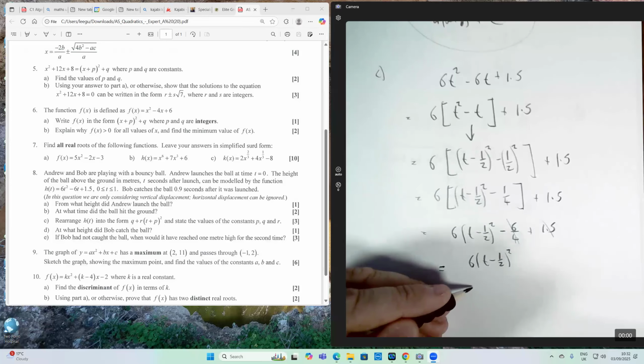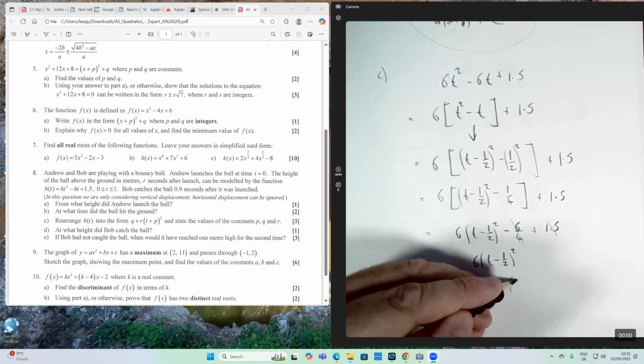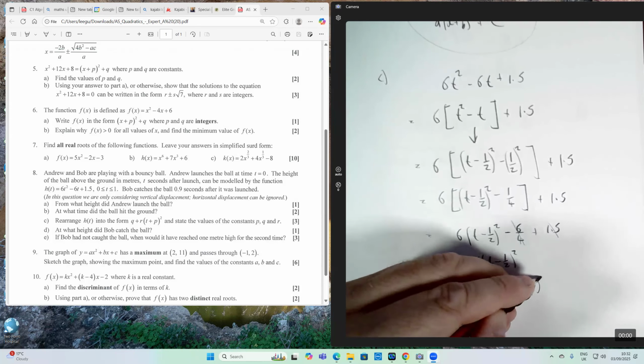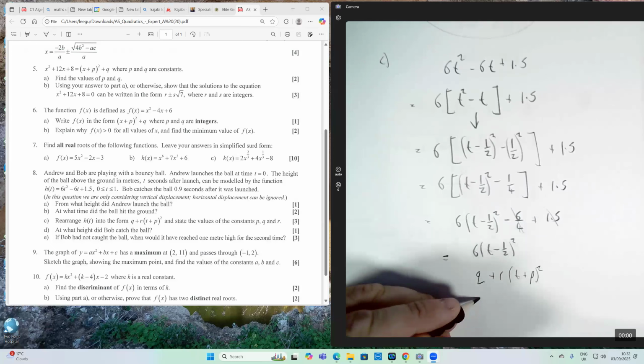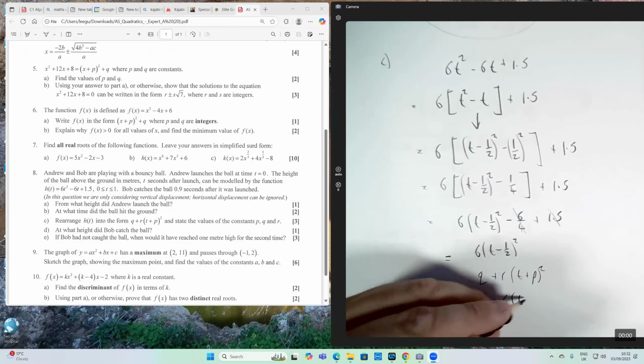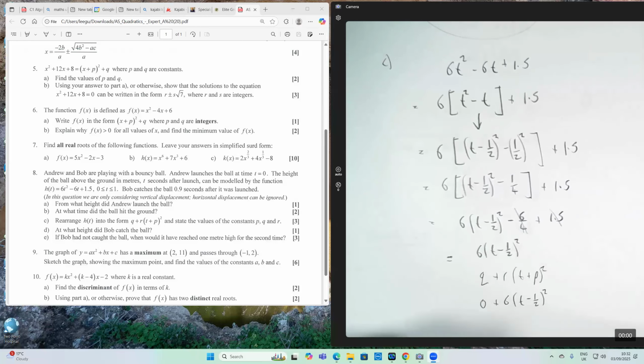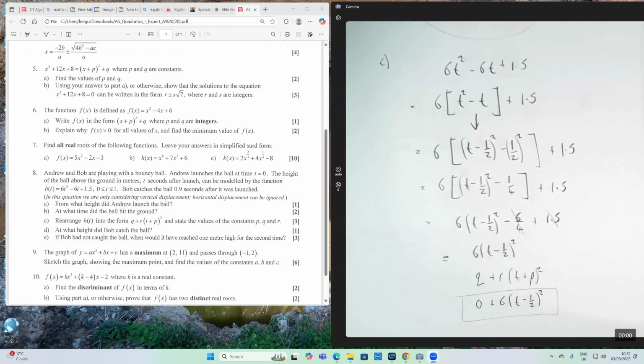Okay, so if we were going to write that in the required form, q add r, open brackets, t add p, all squared, we could technically write it as 0 plus 6, open brackets, t minus a half, close brackets, squared. Okay, so that is written in the required form, and that is part C done.